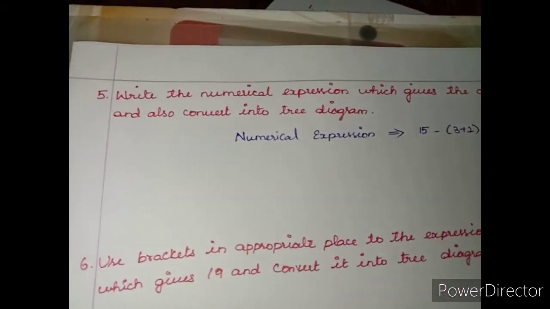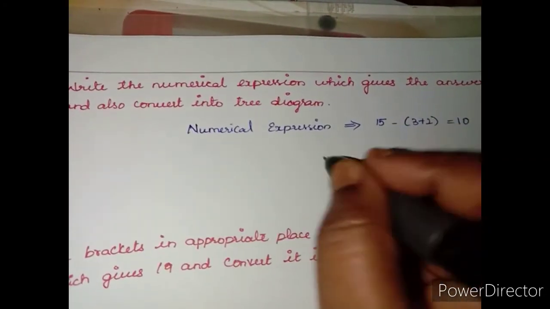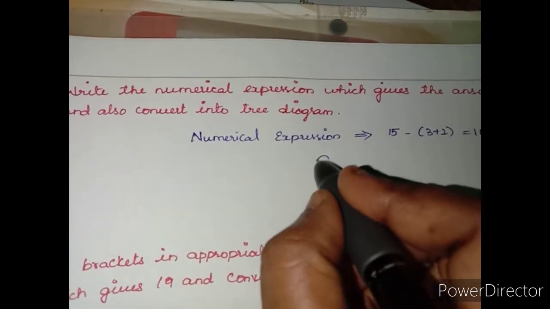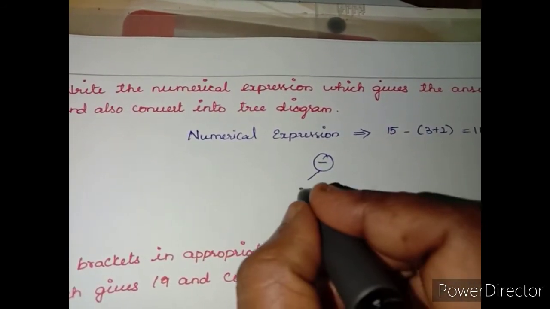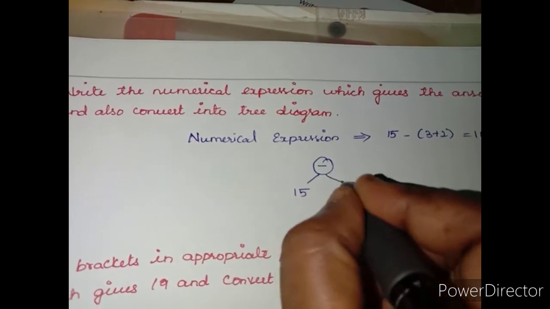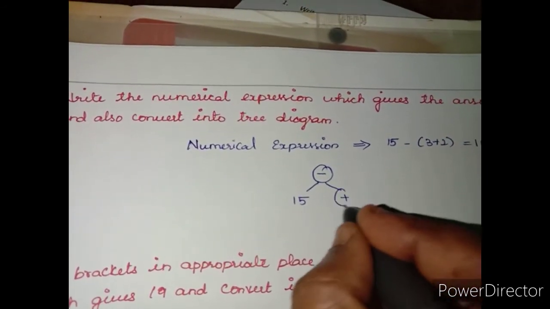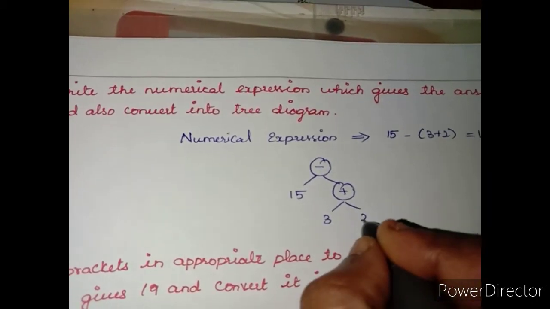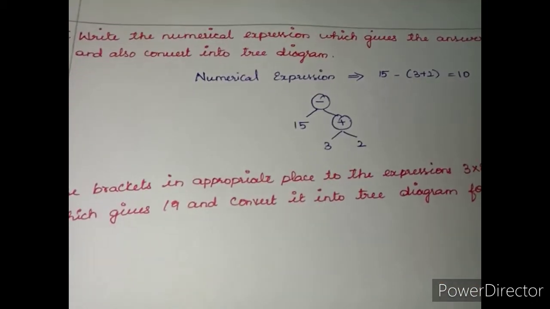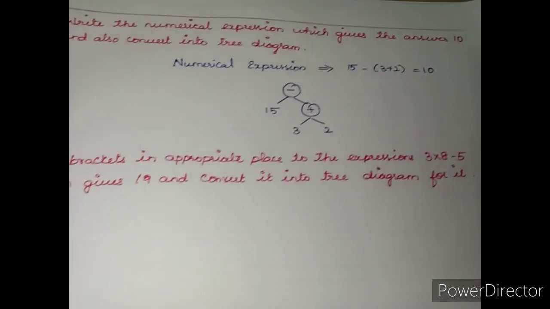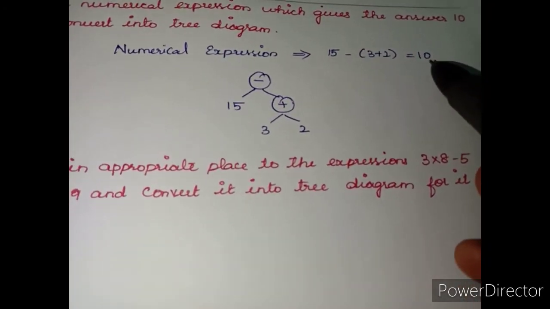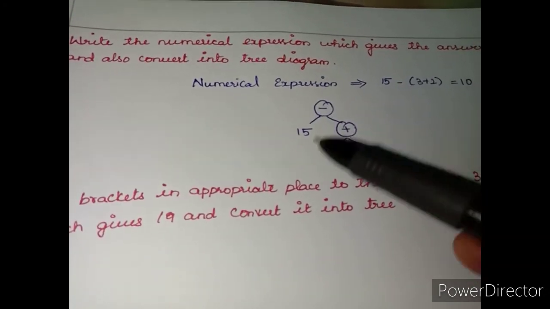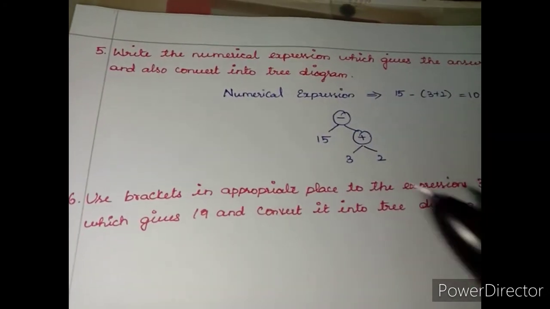Now we are going to draw the tree diagram. So what is the main thing? Minus. 15, plus, 3 and 2. Is that clear? See the next question, very simple. We need not give the answer for this. We have to just write the expression and draw the diagram for the expression.